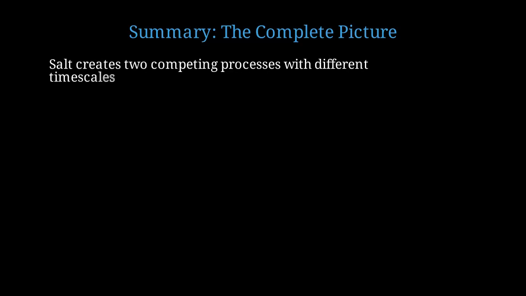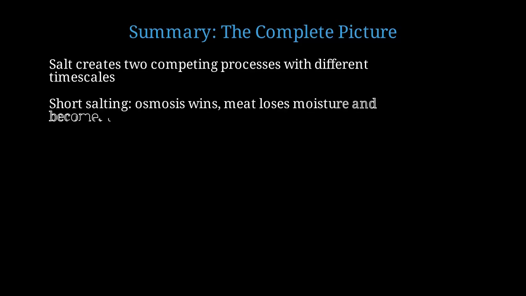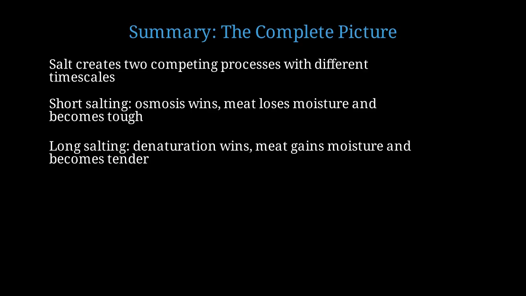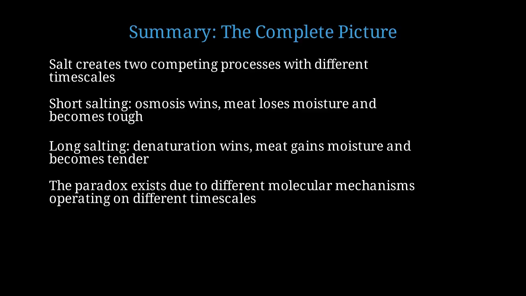Let's bring together everything we've learned about the salting order paradox. Salt creates 2 competing processes: fast osmotic dehydration and slow protein denaturation, each with different timescales. With short salting times under 30 minutes, osmosis wins, and your meat loses moisture and becomes tough. With long salting times over 45 minutes, denaturation wins, and your meat gains moisture and becomes wonderfully tender. The paradox exists because these different molecular mechanisms operate on fundamentally different timescales.